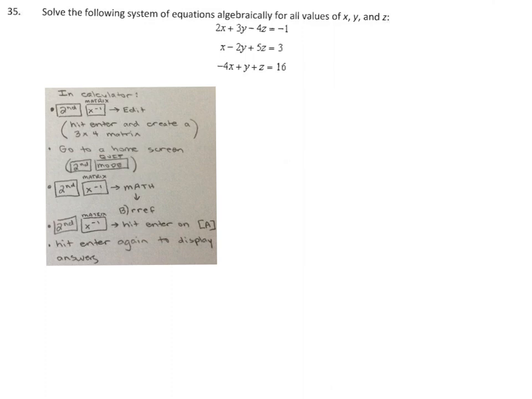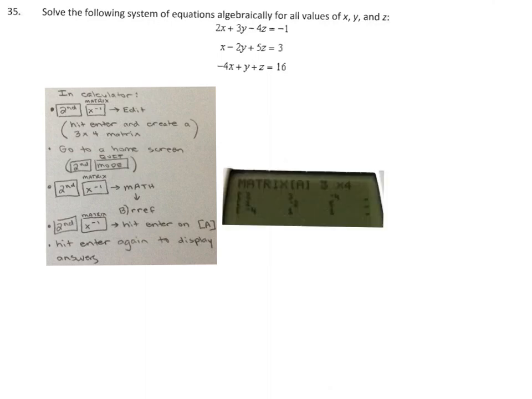So first thing we're going to do is in our calculator, we're going to go to second x inverse, because you can see it says matrix on top. You're going to scroll over to edit, and you're going to create a 3 by 4 matrix. Basically this is how you set it up. At first this will say 1 by 1. You want to set this to 3 by 4 because we have 3 rows and 1, 2, 3, 4 columns. And then you just insert the numbers from each equation into each row.